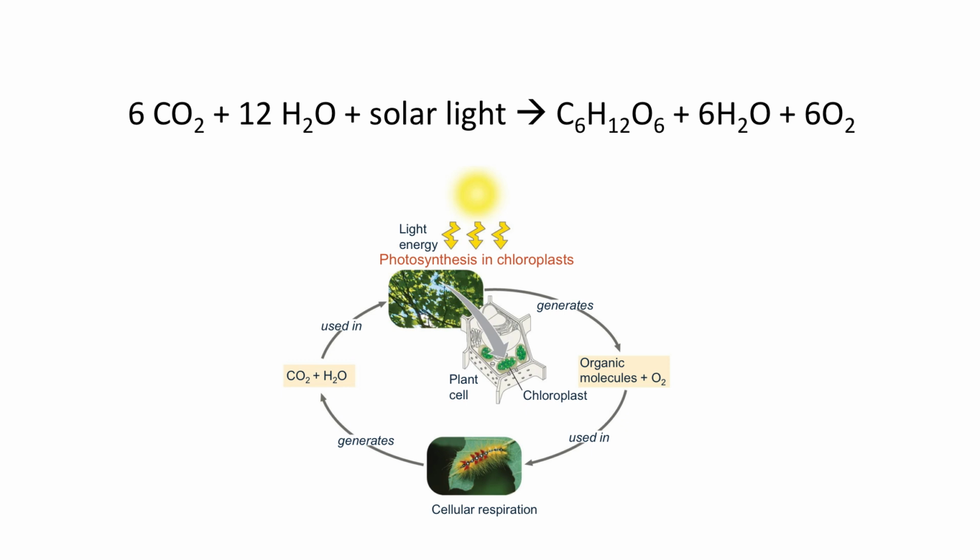Now, in photosynthesis, the plants are taking in that carbon dioxide, that water, in addition to the solar light, that energy from the sun, in order to produce its own food. And we are going to continue on talking more about the process of photosynthesis.